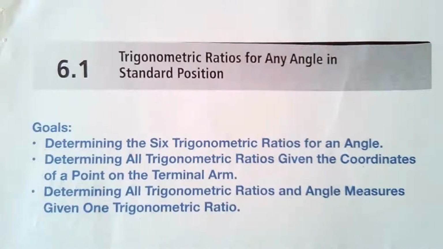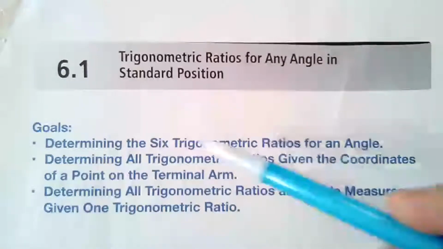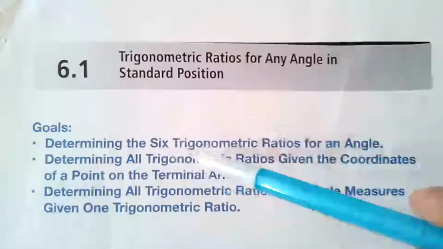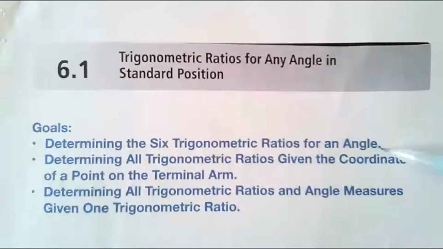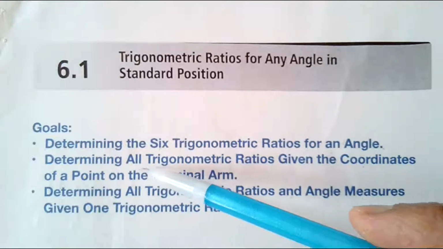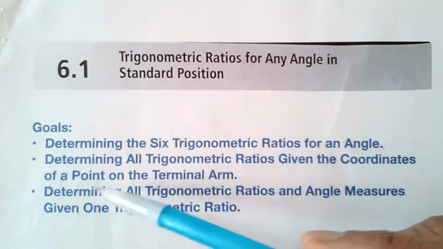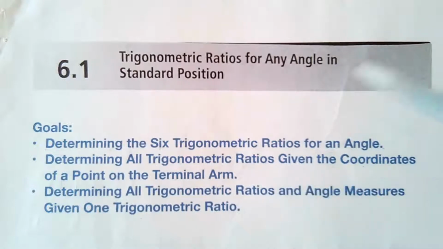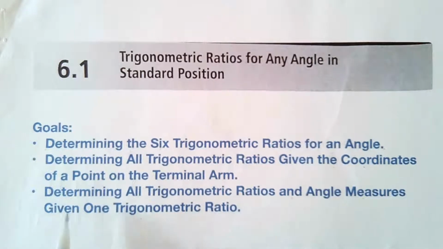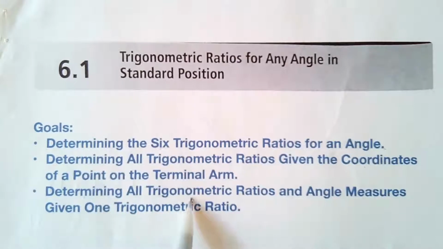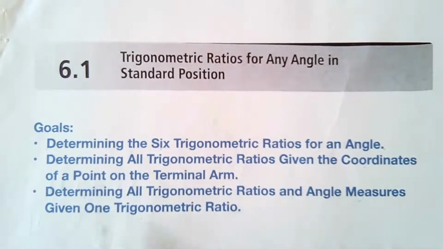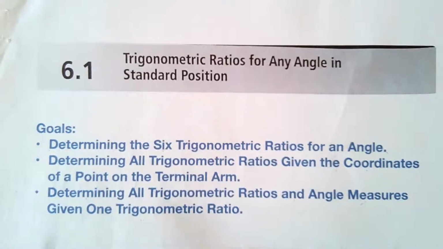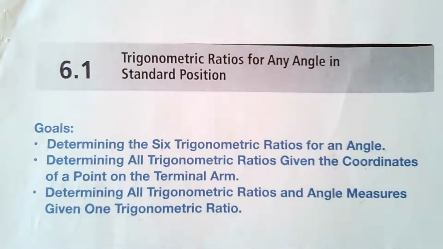Okay, today's lesson we are resuming section 6.1. So far we've completed determining the 6 trig ratios from an angle. We looked at determining all trig ratios given the coordinates of a point on the terminal arm. Today we'll be looking at determining all trigonometric ratios and angle measures given one trigonometric ratio. So this is our goal for today, to determine all trig ratios.